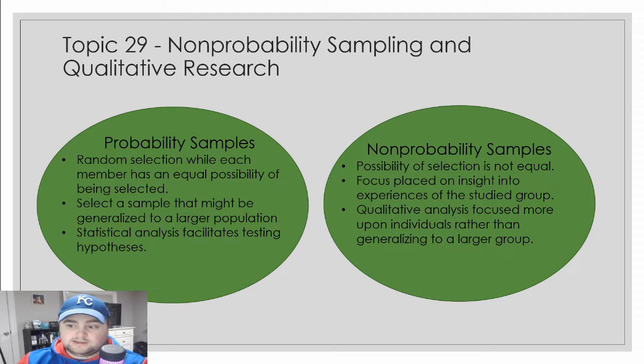In non-probability samples, this possibility of selection is not equal, which then instead will place a focus more on the group being studied as opposed to being able to generalize the findings of a study, as in a probability sample, where you can take those findings from your sample and generalize them to a larger group, since your more random population is more representative of a larger population.